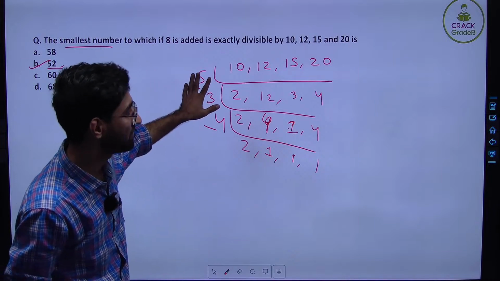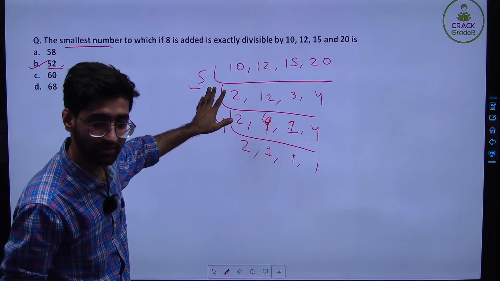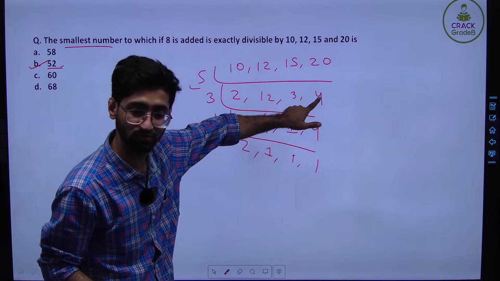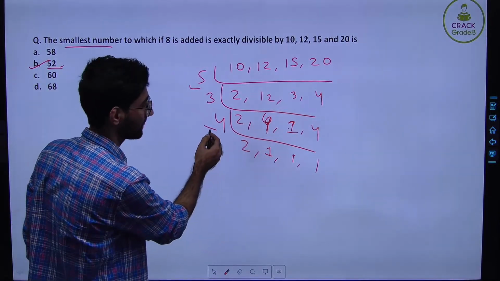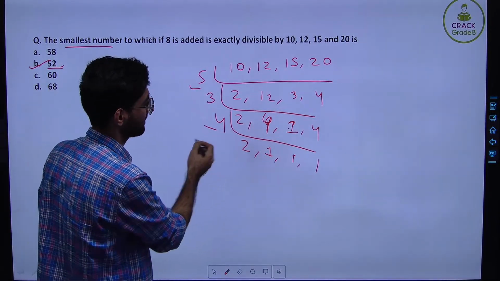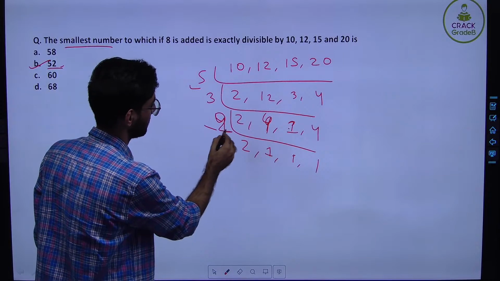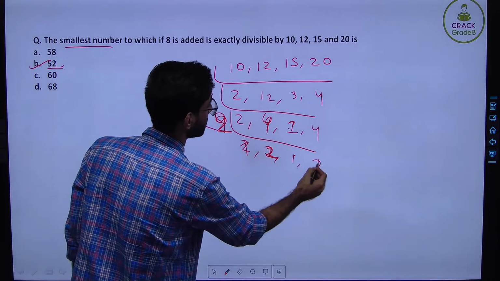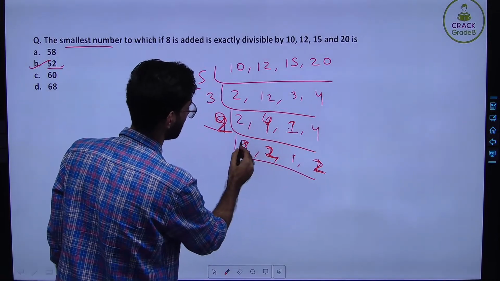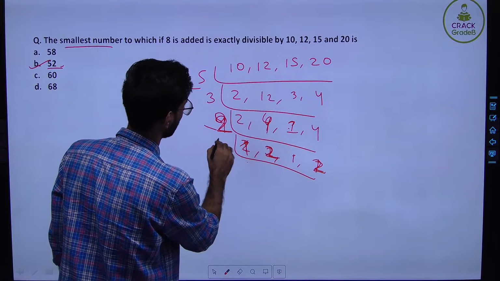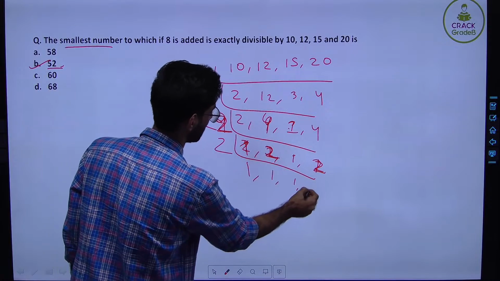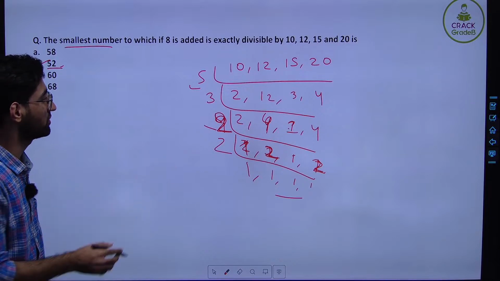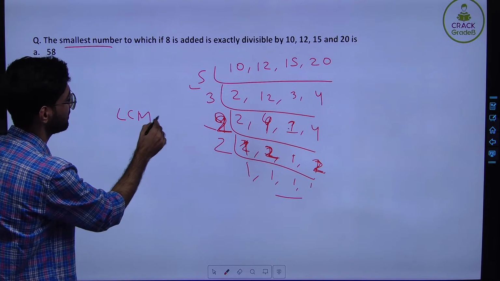We have started with 5, right? 5 into 2, 10. 5 into 3, 15. 5 into 4 is... okay. So 2 is 1, 2, then 2. Okay, then we can write it as 2. Okay, got it. 2, 1, 1, 1, 1. Right? 5 into 3 is 15, into 2 is 30. 30 into 2 is 60. So see, the LCM is 60.